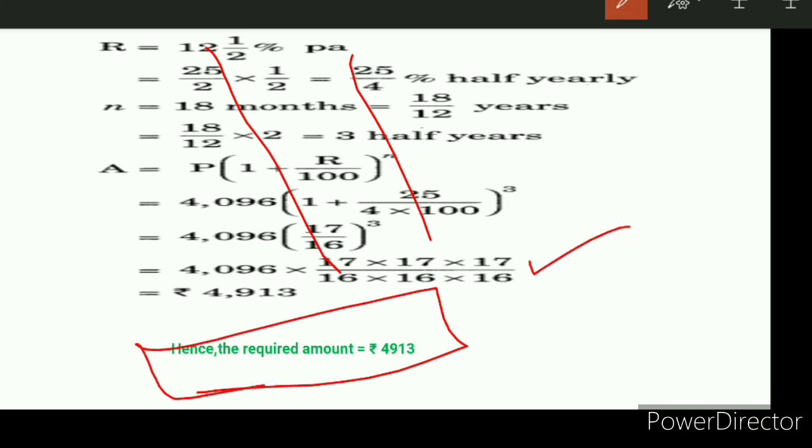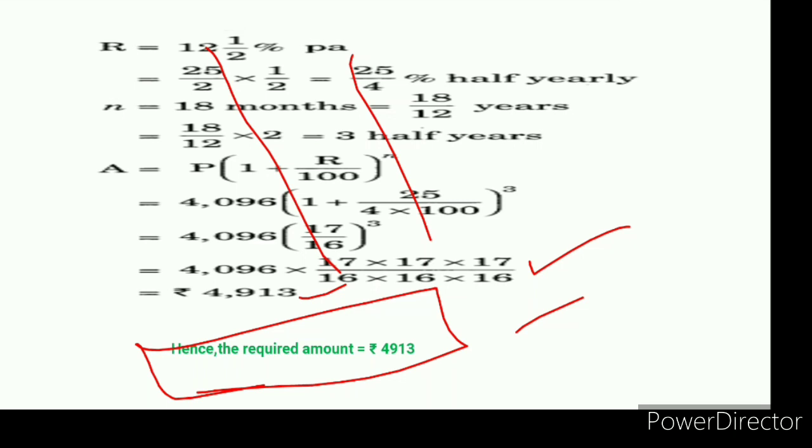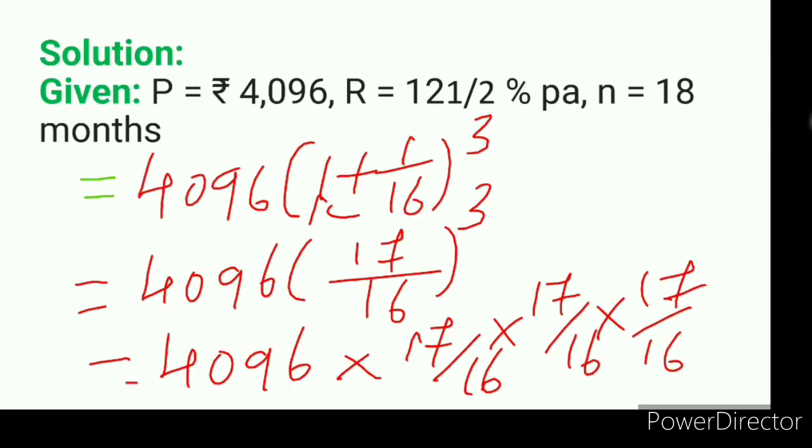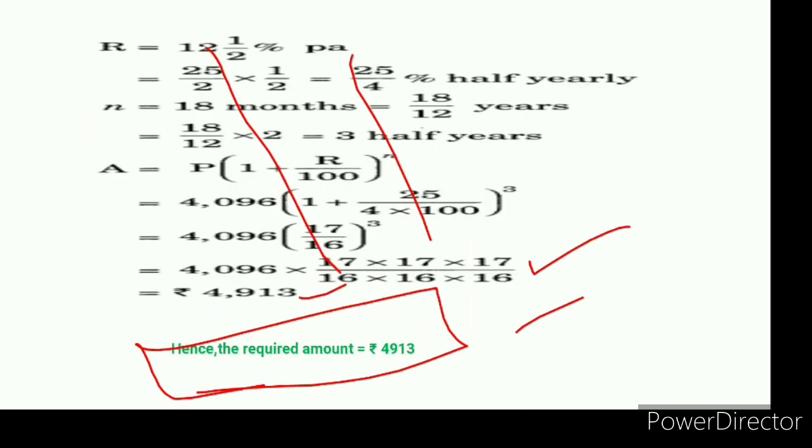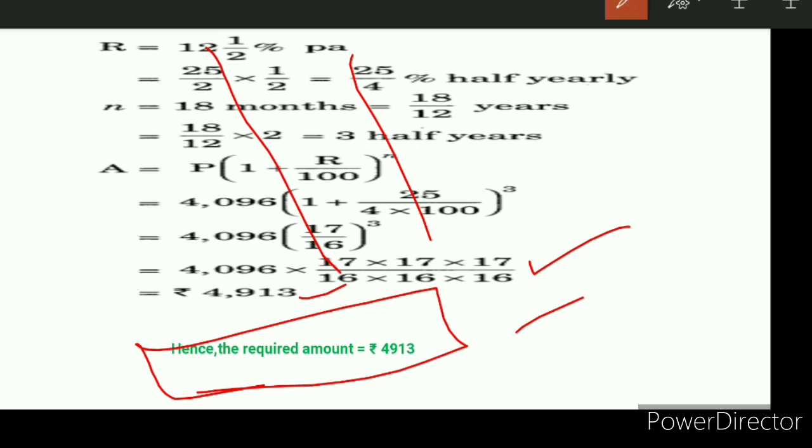Okay, copy down these three steps. If you simplify, you will get the amount 4913. The calculation part is yours. If you do it yourself, it will be easy for you while writing the exam. Copy down this step. Next, you can copy down these two steps. I have already written them, so only write this step and this step.